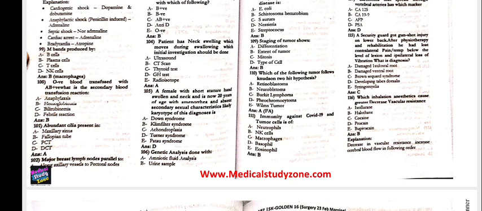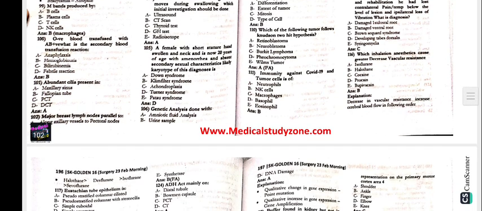104, patient has neck swelling which moves during swallowing, which initial investigation should be done? That is ultrasound. 105, the female with short stature, hand and neck swollen, is now 20 years of age with amenorrhea and absent secondary sexual characteristics. Likely karyotype of this diagnosis is Turner syndrome.